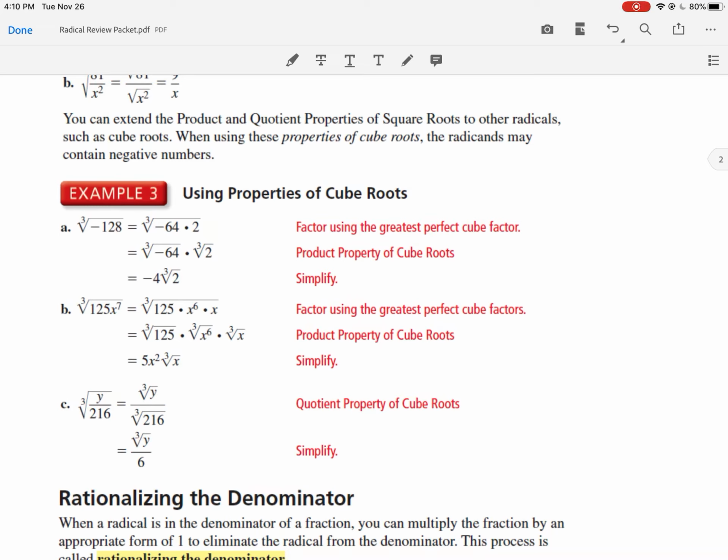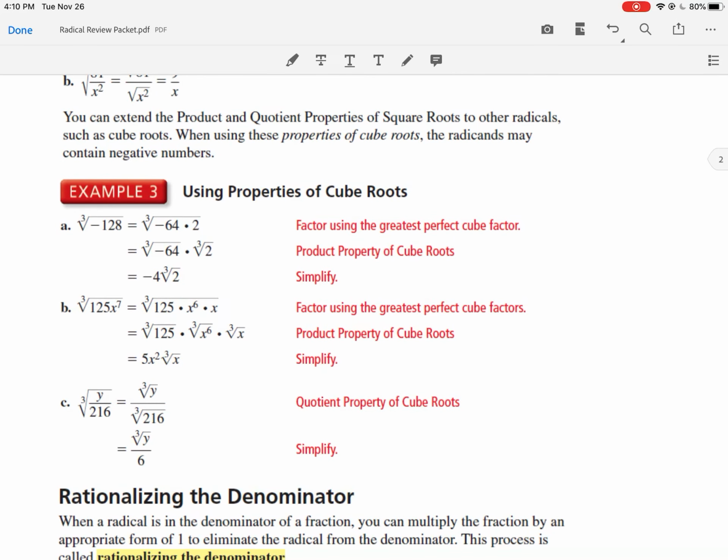And so let's skip all the way down to B and look at that one. I would take that 3, and you're going to do your 125, which is 5 and 25, which is 5 and 5. And we're looking for 3's. There's 1, 2, 3 fives. So what gets to come out? 5 does. They cubed up. The other one is the x.